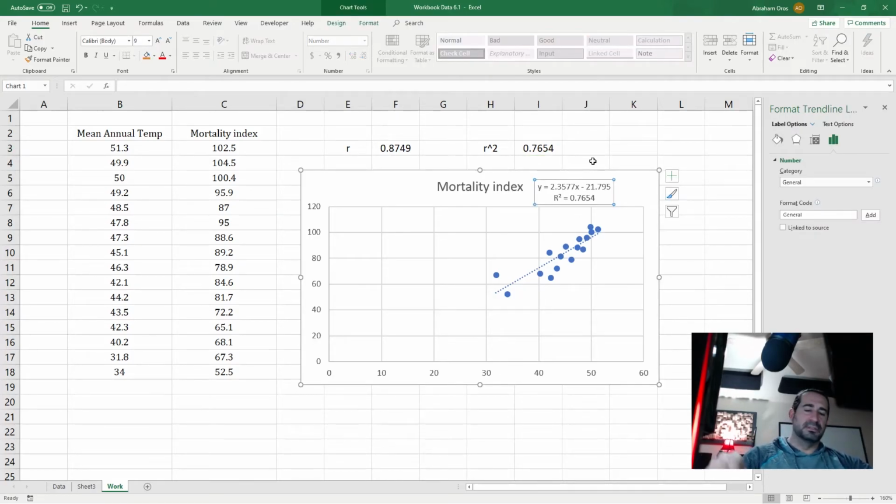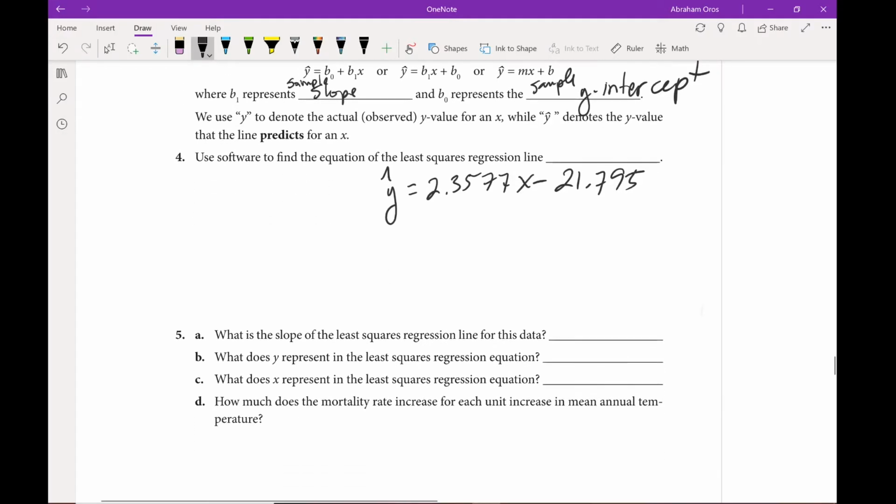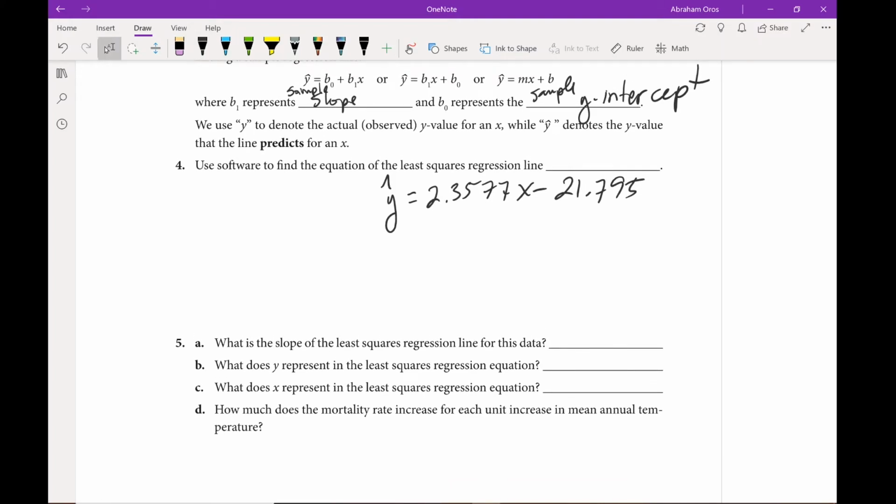Let's bring this equation into our workbook. So coming back to the workbook, it says use software to find the equation, and we did. And it's going to be y hat equals 2.3577x minus 21.795. That is your equation. Okay, right on. So in order to answer 5a, what is the slope of the least squares regression line for this data? Well, the slope is the thing next to the x. So we could say 2.3577.